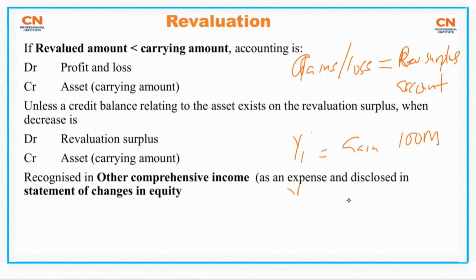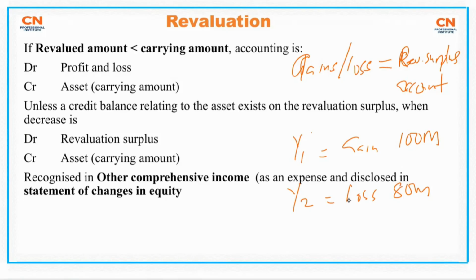If in year two you make a loss of what? 80 million. You still record this loss in the revaluation surplus account. Why? Because there's a balance in the revaluation surplus account. There's a 100 million gain there, so the 80 million loss can be used to reduce the 100 million gain. So now the balance is 20 million, because you had a gain of 100 million that you recorded in the revaluation surplus account.